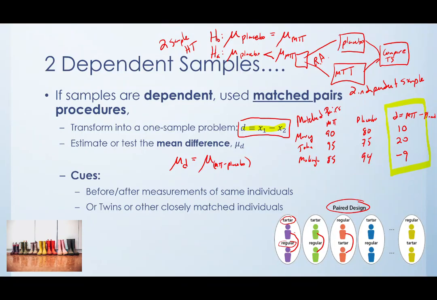Whatever, it's fine. So your cues that you have a dependent sample situation is if you have before and after measurements of the same individuals, so you've got 2 sets of measurements of the same individuals, or you have twins or other closely matched individuals.